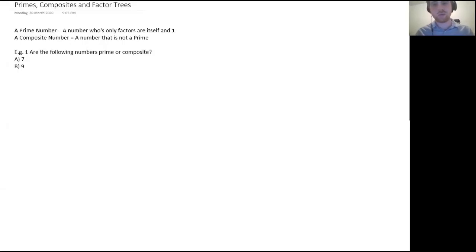Today we're going to be looking at prime numbers, composite numbers and factor trees. This is following on in our number theory series. We just looked at factors, multiples, the lowest common multiple and highest common factor. So today is going a bit deeper into that world of factors.